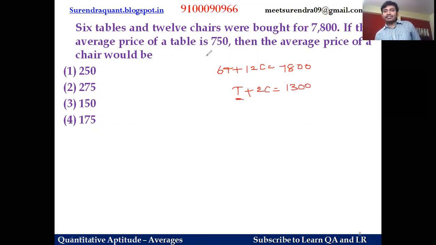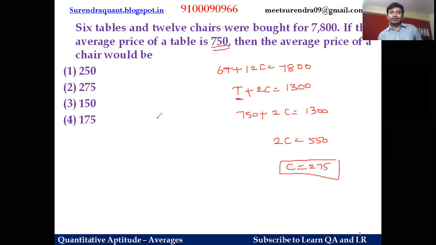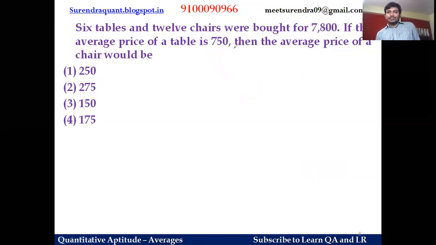But the table's average cost is given as 750. So 750 plus 2 chairs equals 1,300. So for 2C, what is 1,300 minus 750? It is 550. Then 1 chair costs 550 by 2, that is 275. So 275 is the average cost of one chair. That is option 2. Okay, let's go to the next question.